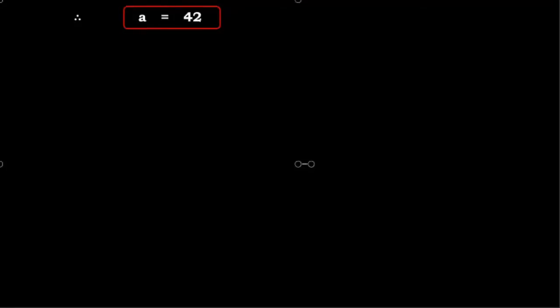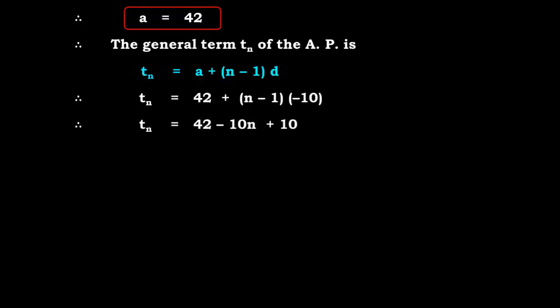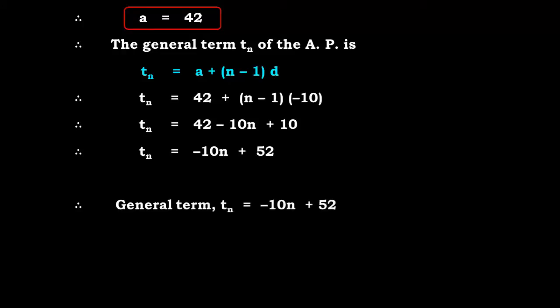Now we have A and D, so we can find the general term Tn of the given AP. Remember student, the formula Tn is equal to A plus n minus 1 into D. So A is equal to 42 and D is equal to minus 10. So we have Tn is equal to 42 plus n minus 1 into minus 10. Now solve this bracket. Tn is equal to 42 minus 10n plus 10. 42 plus 10 will become 52. So the general term Tn is equal to minus 10n plus 52.